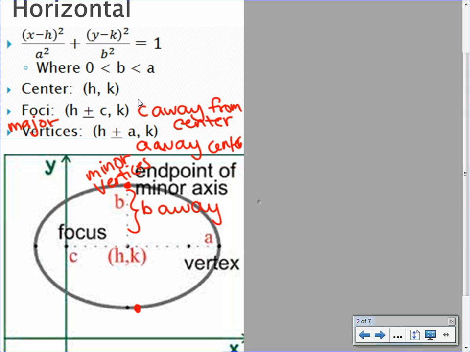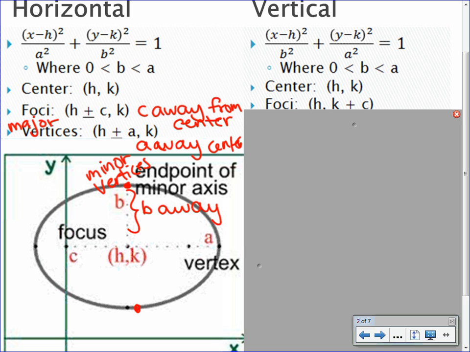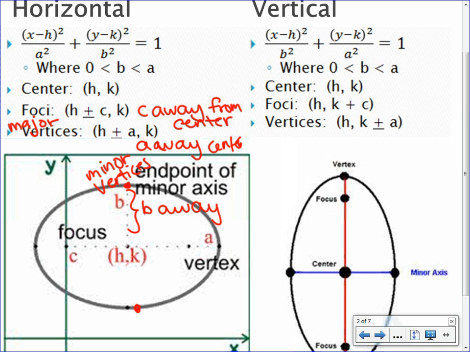Okay? So let's compare this with the vertical standard form. Now you notice everything's the same except what? A squared and B squared are switched because A is always bigger. And so when our major axis is vertical, the bigger number is with the y squared.